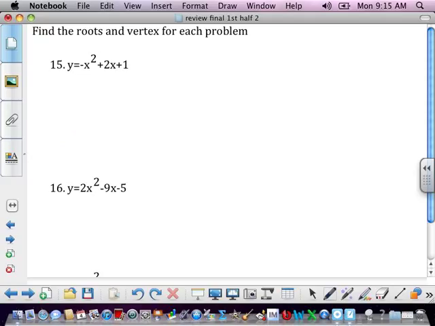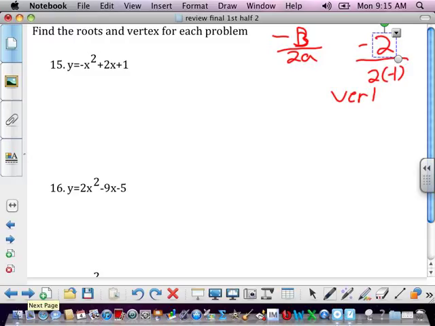Vertex is negative b over 2a. What is b up there? 2. It's always in front of the x. A would be negative 1. So you would get 1. So the vertex would be 1, and then we simply take the x value for the vertex, plug it back into the calculator. So negative parentheses 1 parentheses squared plus 2 times 1 plus 1. 2. Vertex is done.